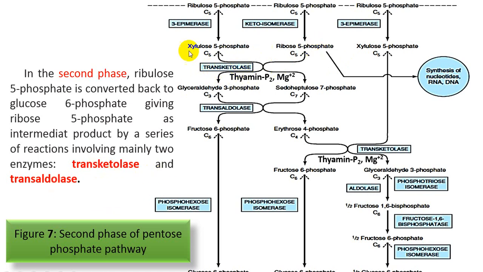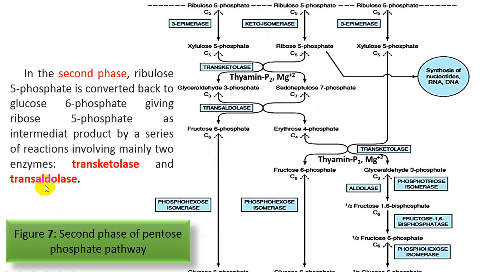Have a look: in the presence of transketolase enzyme, this compound will be converted to sedoheptulose 7-phosphate and glyceraldehyde 3-phosphate. But here it is very important to mention the function of vitamin B1, thiamine pyrophosphate, in addition to the coenzyme Mg2+. In the synthesis of ribose 5-phosphate, B1 is very important. So let us continue.